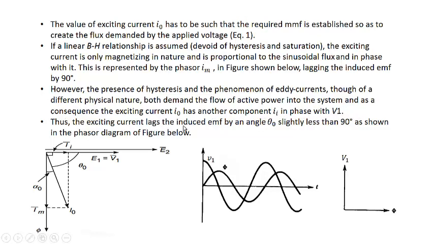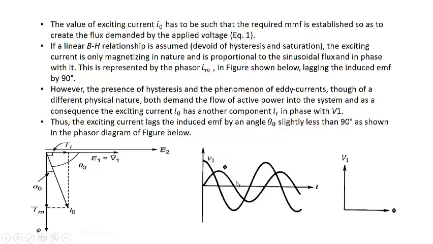Thus, the exciting current lags the induced EMF by an angle theta naught slightly less than 90 degrees. Because this is the core loss component of the current, that is II, or the iron loss component of the current. It is in phase with this V1. So the total exciting current will now comprise two components. One is the magnetizing current, another is the core loss component of the current. When we add them in phasor form, we will get I naught. Definitely this II will be very small. You will see that this I naught will have a value practically close to this Im, and this angle theta naught will be practically close to 90 degrees, but it will be slightly less than 90 degrees as shown here.